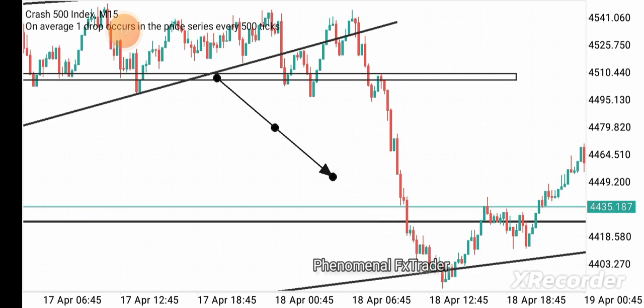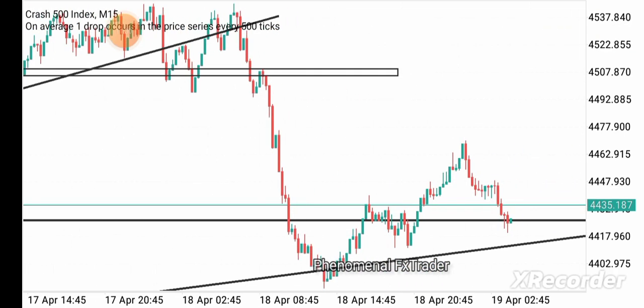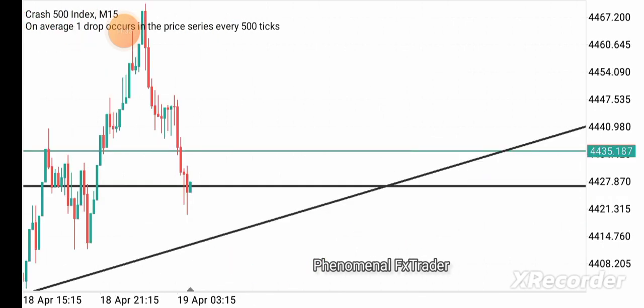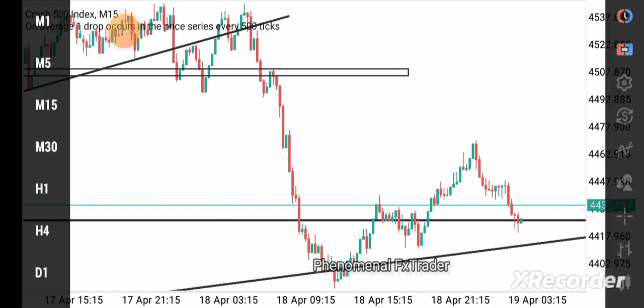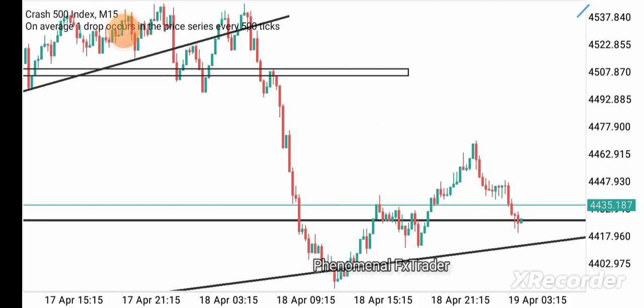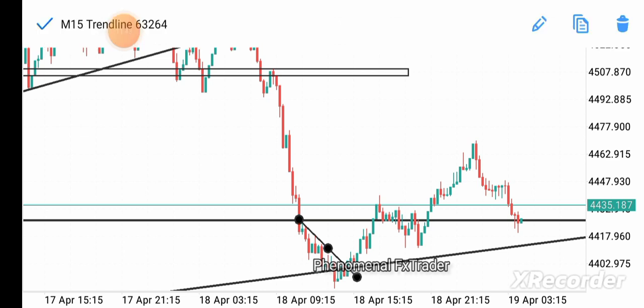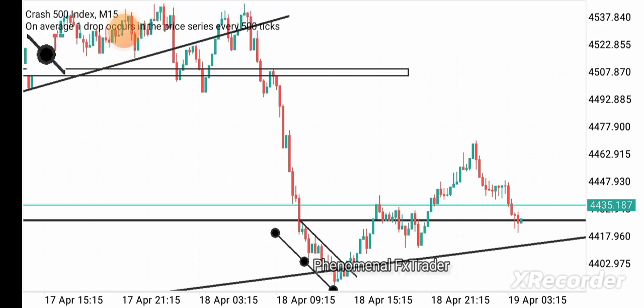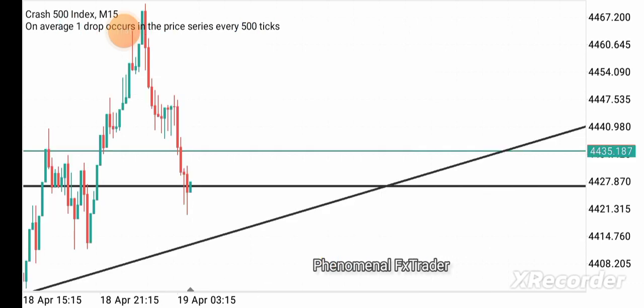So I decided to take the opportunity by, first of all, drawing a trend line. I drew a trend line this way. I drew a trend line like this, then waited for a breakout. That's what I did, and the market was going to break out. And it played out.